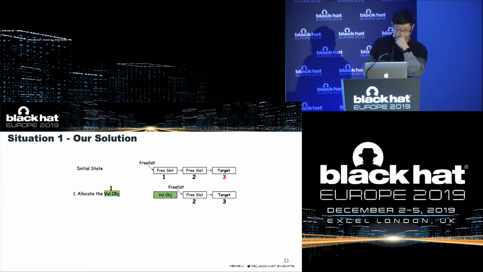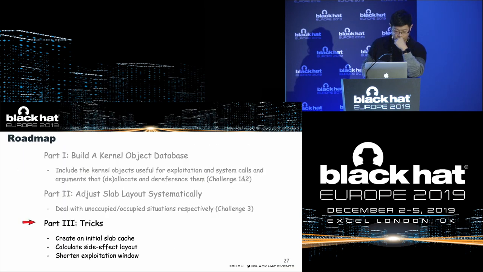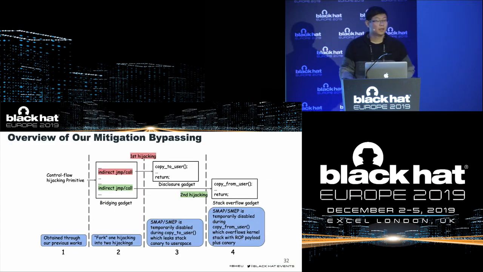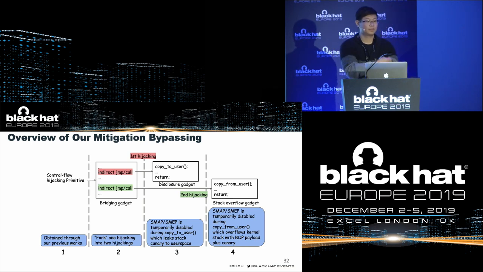Okay, thank you for your great talk. In the last part, you introduced your technique to bypass mitigations. My question is, in the last 2 years, Android kernel and Apple introduced some mitigations, like pointer authentication, to mitigate ROP attacks. So how do you think about it?